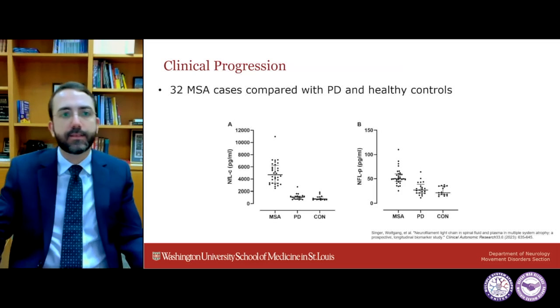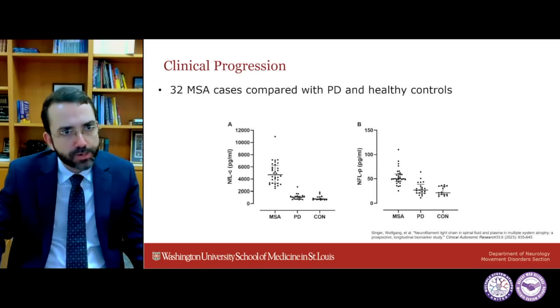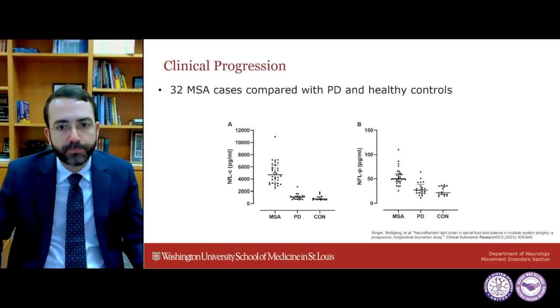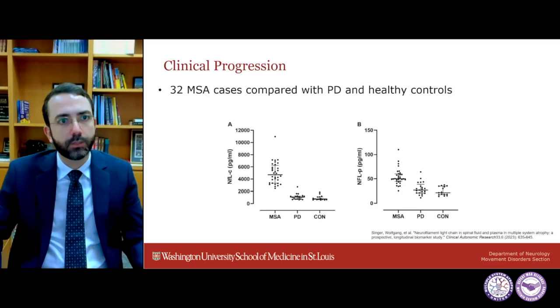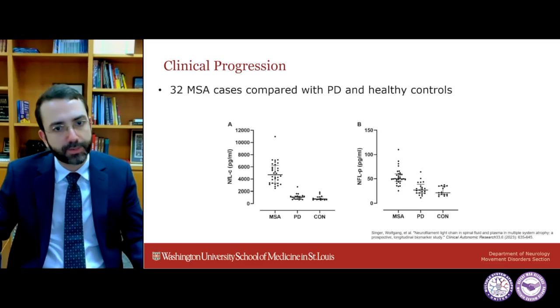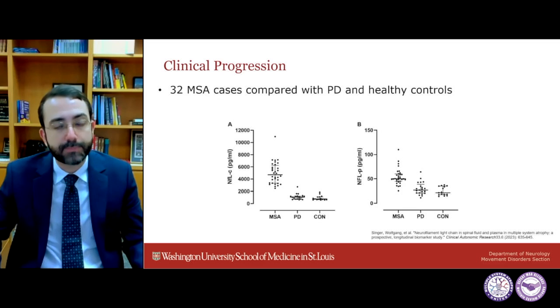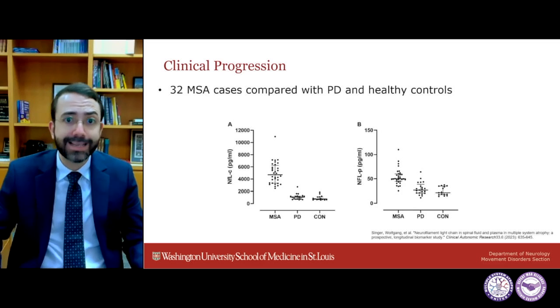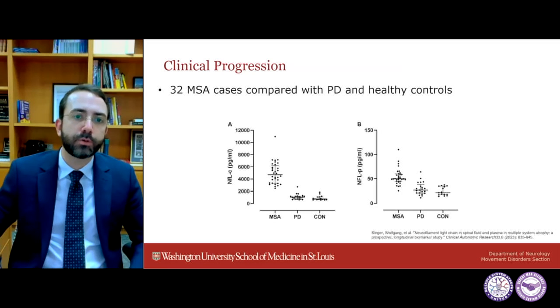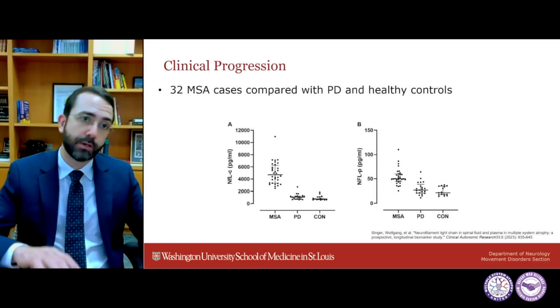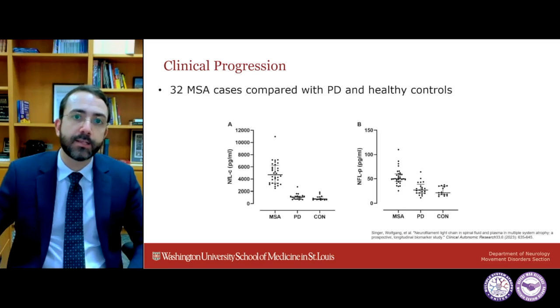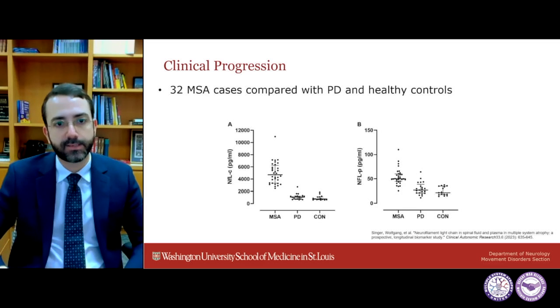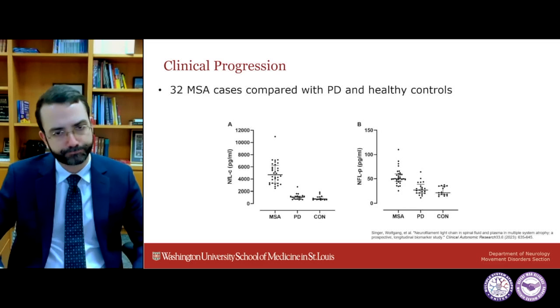However, just last year, another very important study was published in the Clinical Autonomic Research Journal, looking at patients with MSA, Parkinson's disease, and healthy controls. This study was done by the Mayo Clinic group, and although it enrolled a lower number of patients, just 32 as compared to 200 in the other study, all these patients did have CSF and a more detailed clinical evaluation.